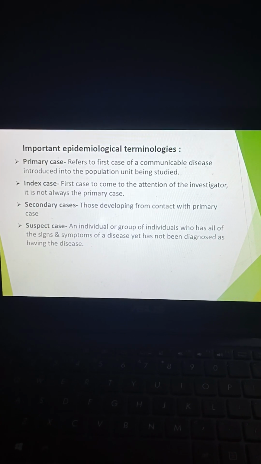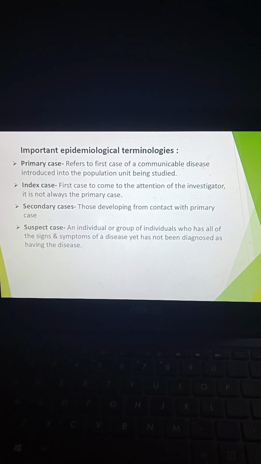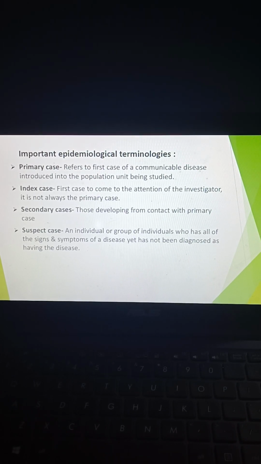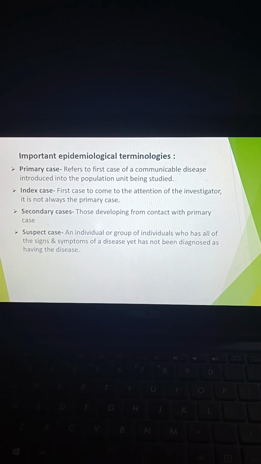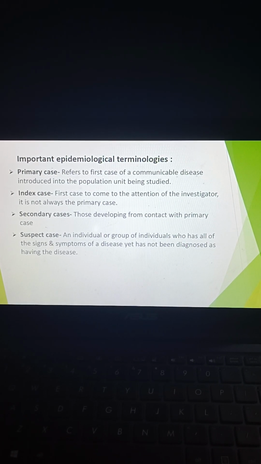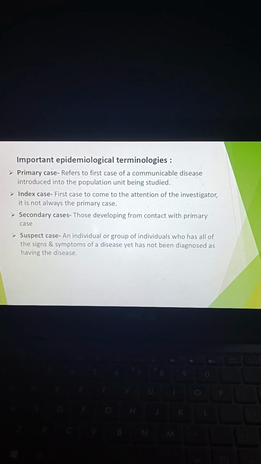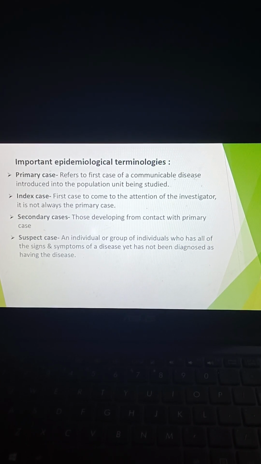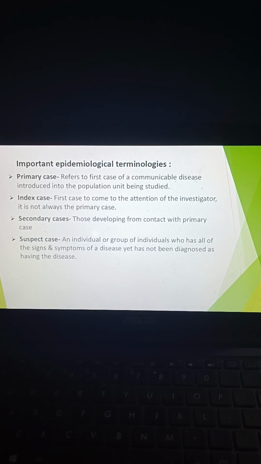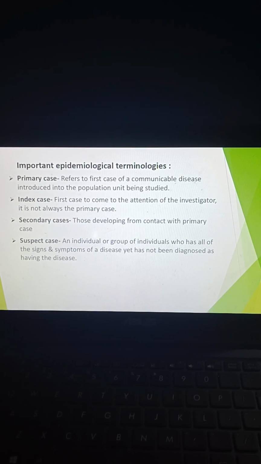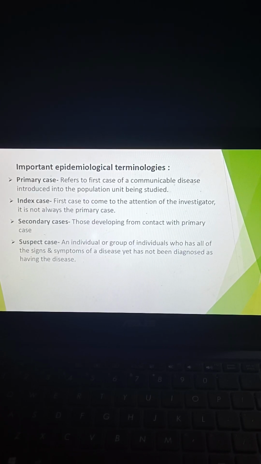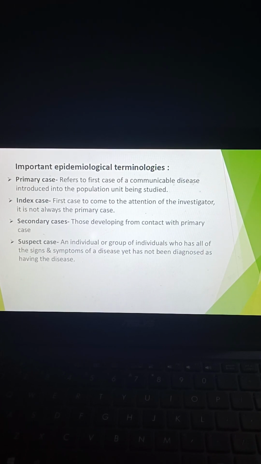Then important epidemiological terminologies, that is primary case. Primary case refers to the first case of a communicable disease introduced into the population unit being studied. Index case is the first case to come to the attention of the investigator. It is not always the primary case. Then secondary case, those developing from contact with the primary case. Then suspect case, an individual or group of individuals who has all of the signs and symptoms of a disease yet has not been diagnosed as having the disease.